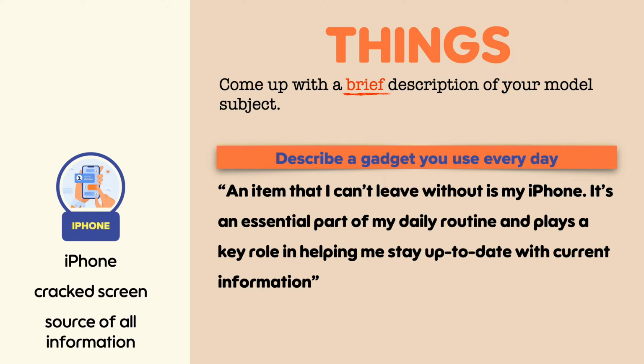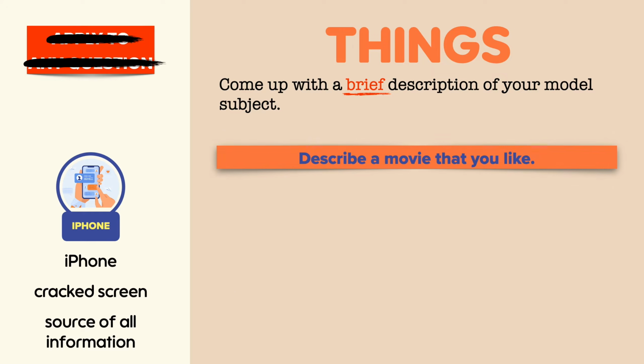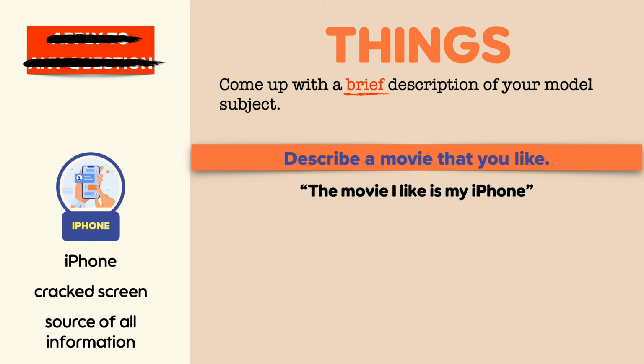It's an essential part of my daily routine and plays a key role in helping me stay up to date with current information. Now for this theme, it can be challenging to apply your model subject in every question, because the questions can ask you about different specific things, like describe a movie that you like. You can't say the movie I like is my iPhone, right? It's ridiculous. So we need a little workaround in these questions, and I will talk about it in the second part of this video.